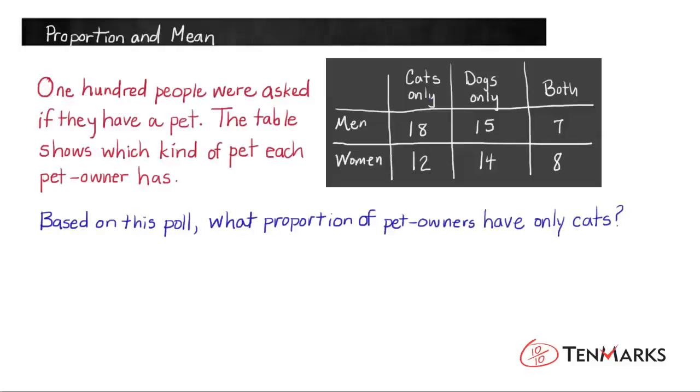In this lesson, you'll learn about proportion and mean, and we'll do that by taking a look at a couple of different kinds of questions. The first one here is telling us that 100 people were asked if they have a pet, and the table on the right-hand side shows which kind of pet each pet owner has. The question is, based on this poll, what proportion of pet owners have only cats?